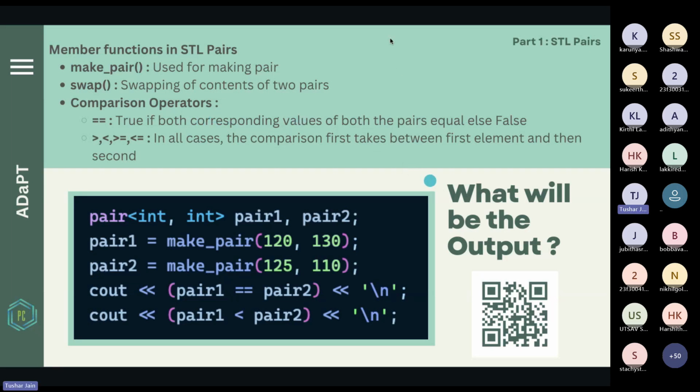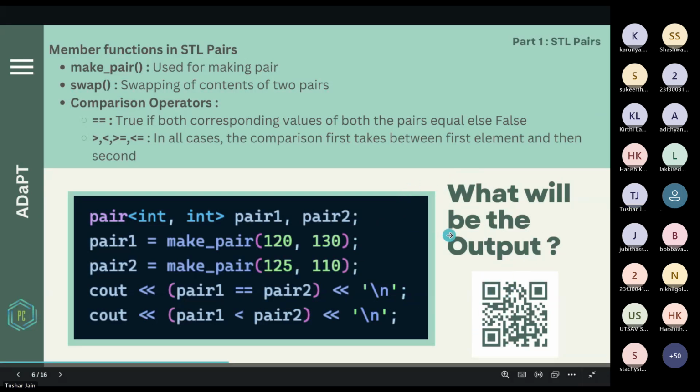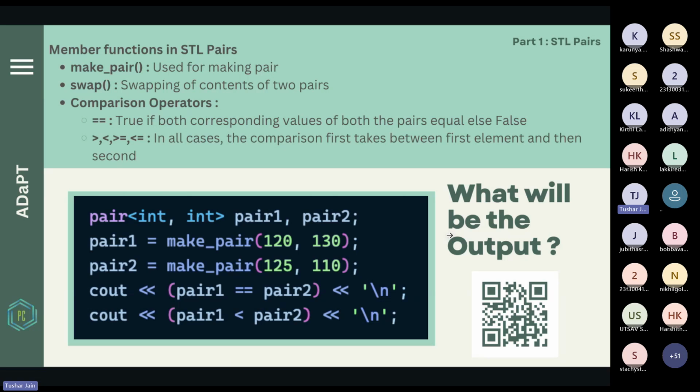So here I have given a code. Just try to tell me what the output will be, and you can scan the QR code and tell me the output. I will wait for 1 minute.